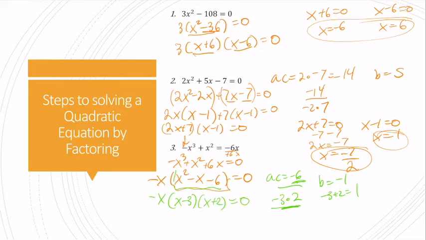So this was a degree 3 equation. So it could have at most 3 x-intercepts. So I have to set each of these equal to 0. So I have −x = 0, which means x = 0. If x − 3 = 0, x = 3. And I have x + 2 = 0, so x = −2. Those are my 3 possible solutions.